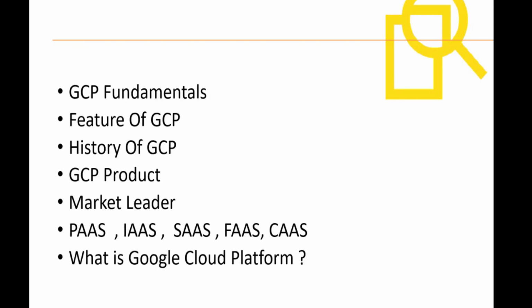Next, we moved on to shared responsibility. We talked about PaaS, infrastructure as a service, software as a service, function as a service, and content as a service. So in the second section, we moved inside GCP.